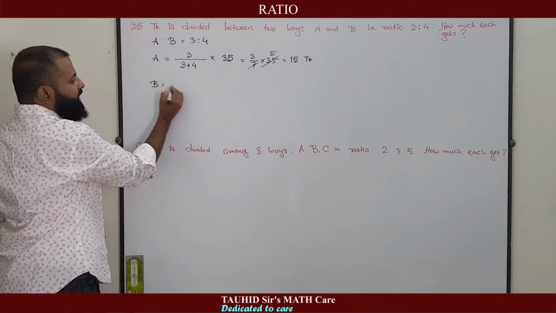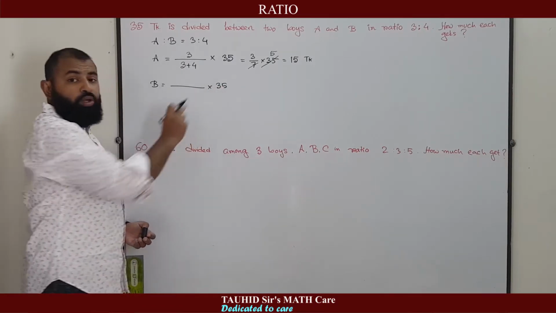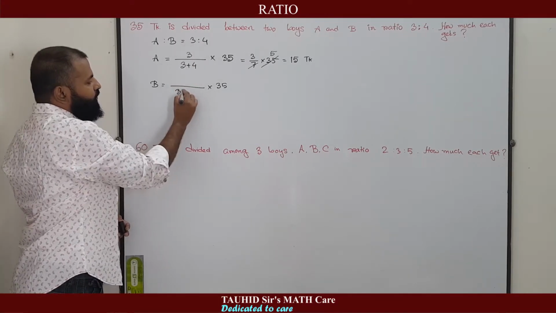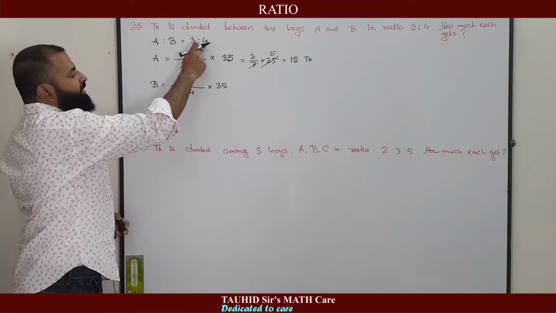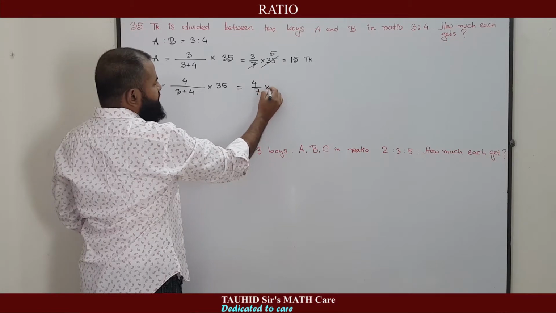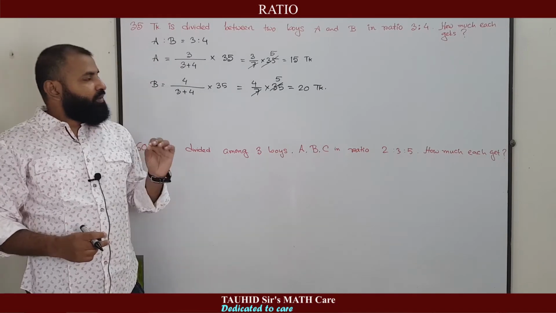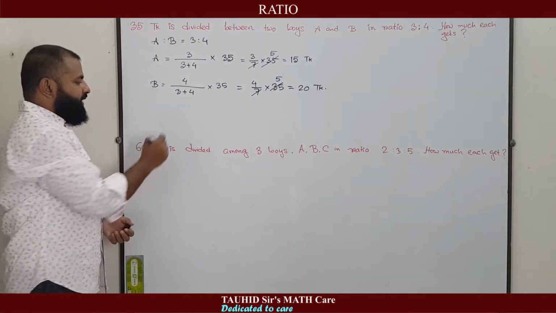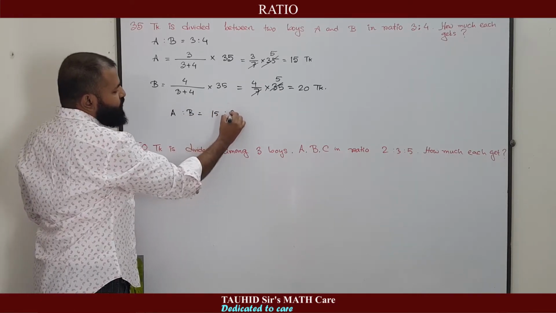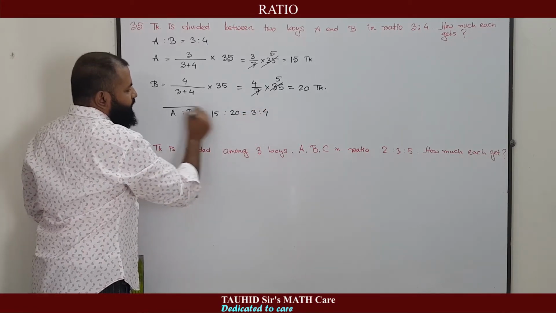How much will B get? Same procedure, a fraction multiplied by the total quantity. In the denominator of the fraction we will write the addition of the ratios, and in the numerator we will write the proportion of B. That means 4/7 multiplied by 35, 20 taka. So the ratio of A and B will become A ratio B equals 15:20. That means if we divide both by 5, it becomes 3:4.